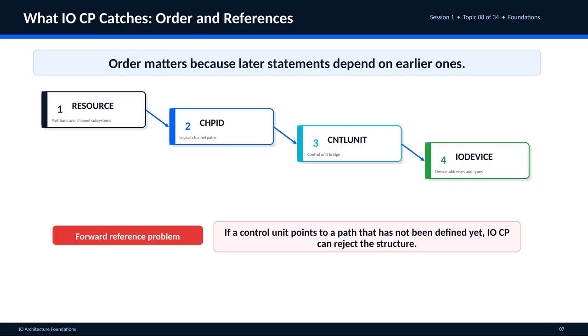IOCP also checks whether the configuration is built in the right order. A good everyday comparison is assembling furniture. The instructions usually tell you to build the frame before attaching the shelves, and to attach the shelves before adding the doors. If you jump ahead, later parts have nothing stable to connect to. The IOCDS has the same idea. Higher level definitions must exist before lower level definitions can depend on them. IOCP catches ordering issues and references to things that are not defined where they need to be.